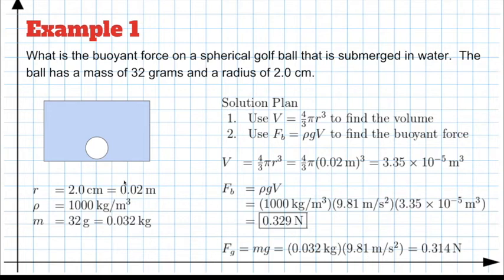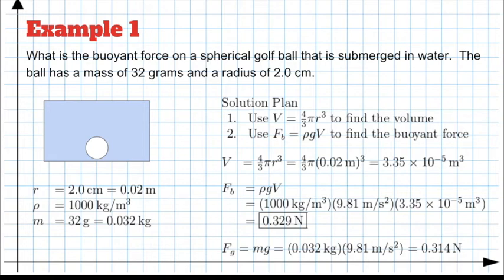So when the golf ball is submerged, the buoyant force is 0.33 newtons upwards and gravity is 0.31 newtons downwards. You can tell the buoyant force right here is greater than the force of gravity. The golf ball will have a net force upwards, which will cause it to rise until it just pops out of the water a little tiny bit. So the golf ball in this case is going to float because the buoyant force when it's submerged is larger than the force of gravity downwards.